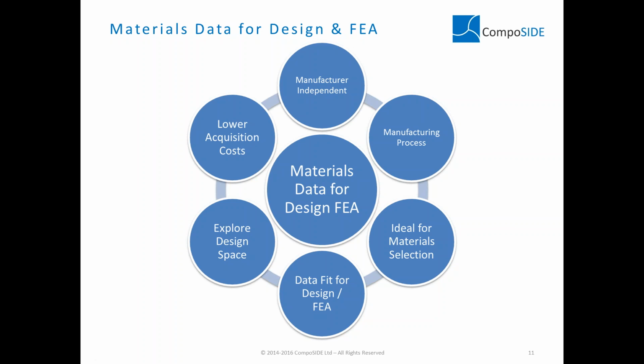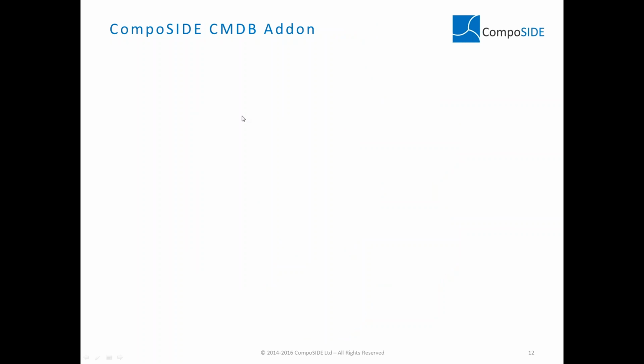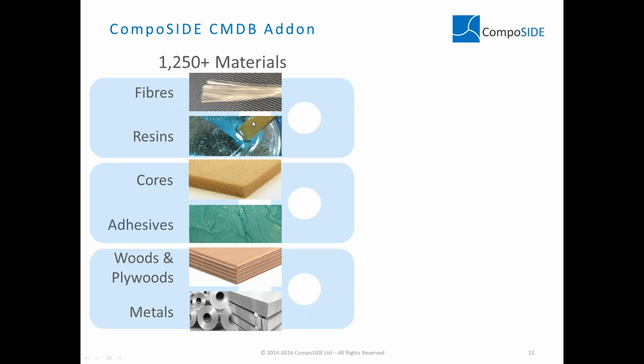And what it means in terms of data is that we have a database which is called the CMDB add-on, or CS material library, which starts with the inclusion of 1,250 plus materials, including a selection of fibers, resins, and adhesives. I mentioned most of them are generic. The exception is made for the cores, which are very much a commercial product, and you can't really source them generically. In addition to composites, there is also a selection of wood, plywoods, plastics, and metals that are ready to be used, particularly if you are making a comparison between two structures or would like to make a conversion from a metallic structure, for example, to a fully composite one.